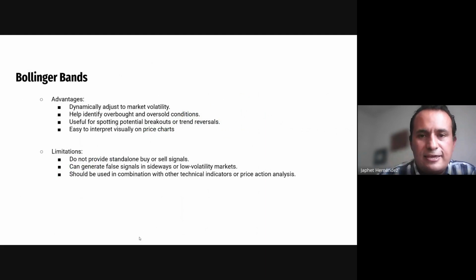Also, we can use Bollinger Bands. It's a dynamic adjustment to market volatility, and it's a very popular technical analysis tool that will help traders identify potential overbought or oversold conditions by measuring price volatility.